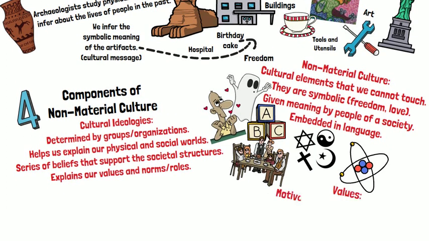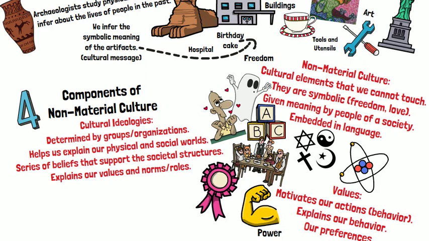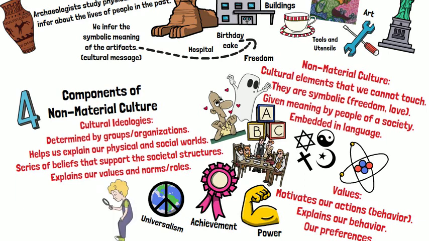The second component of our non-material culture would be our values, and our values motivate our actions or our behaviors, and it helps us also to explain our behaviors and our preferences. Some values that we're going to look at are power, achievement, universalism, self-direction, and security.